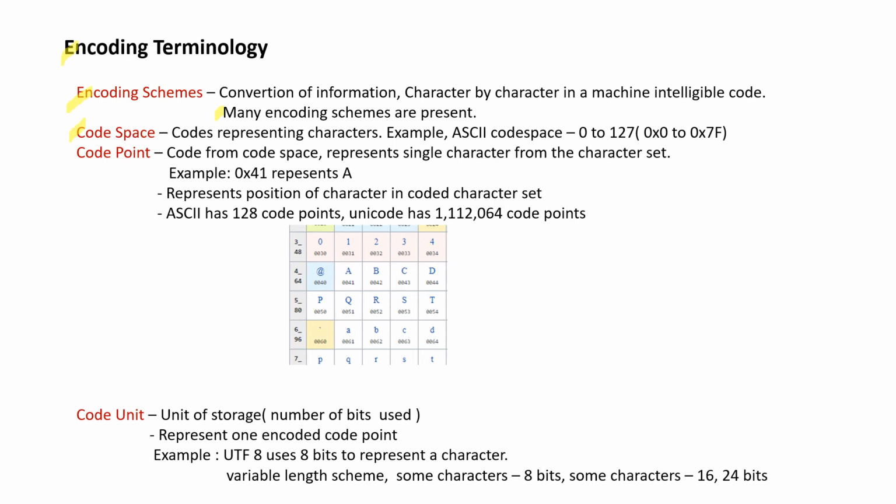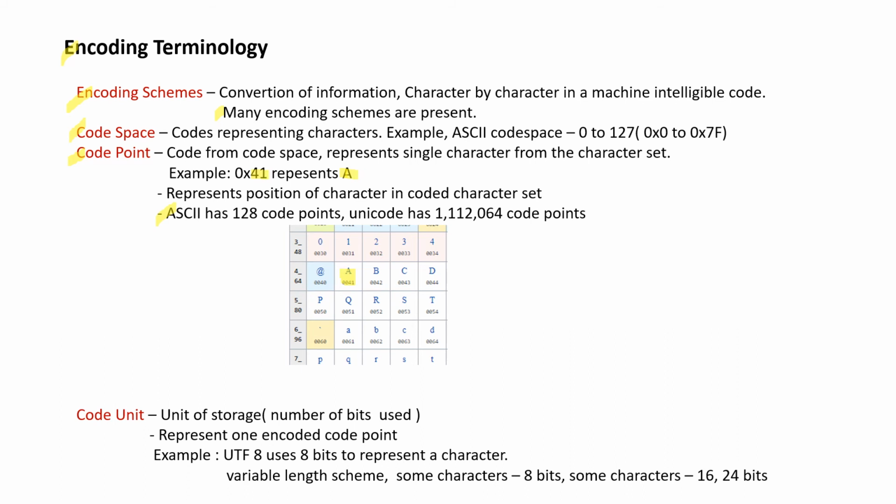Now let us look at the code point. The code point is nothing but a code from the code space, and this is the one which represents a single character from the character set. For example, the hexadecimal 41 represents the character uppercase A. And from this figure, we can see that the code point for A is hexadecimal 41. We already saw that ASCII has 128 code points and Unicode has 1,112,064 code points, and we can clearly see that this is why it is able to support multiple languages.